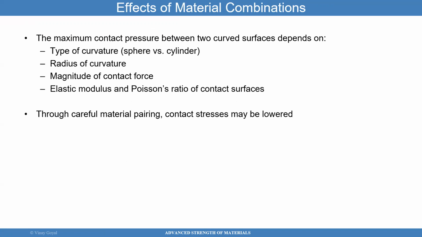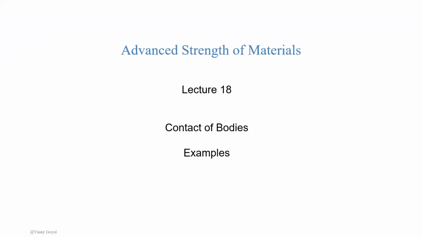As I mentioned, the maximum contact pressure between two curved surfaces depends on the types of curvature you're using in your design, the radius of curvature used in the design, the magnitude of the contact force, and the properties of the two materials coming together. Through careful material pairing, you can optimize and get the lowest contact stress for that particular application. Let me give some examples next. Any questions so far?